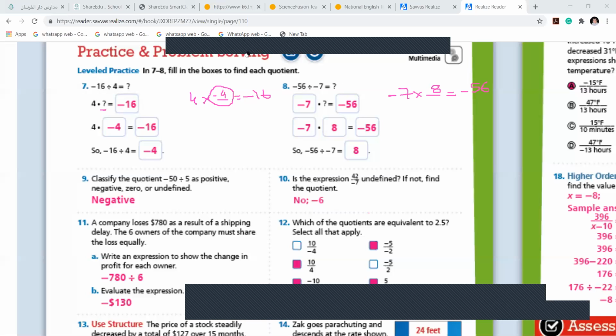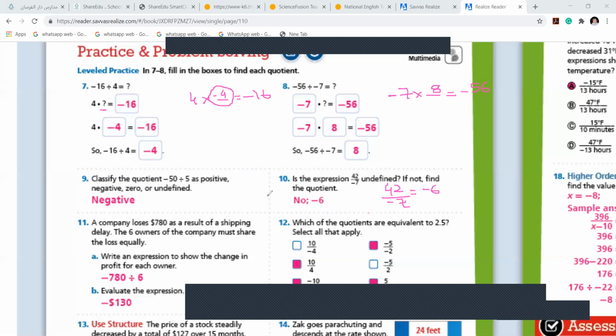Wait. Now here, simple, girls, 42 over minus 7. One is positive, the other is negative. Of course, the answer will be negative 6. How? Is the expression undefined? It is defined. It is a simple question. It is not undefined. If not, find the quotient. We will find the quotient and we got minus 6.